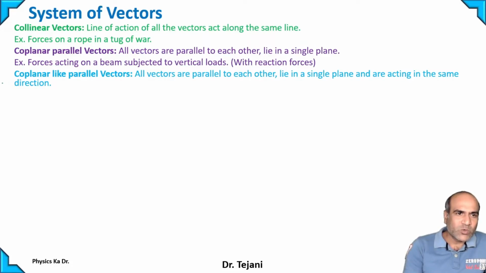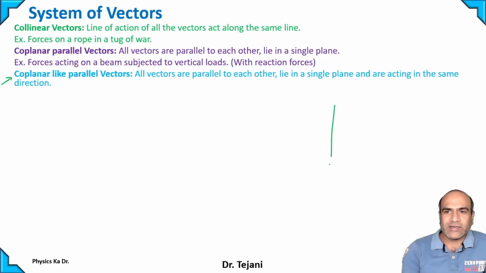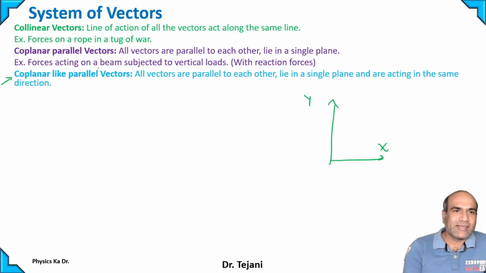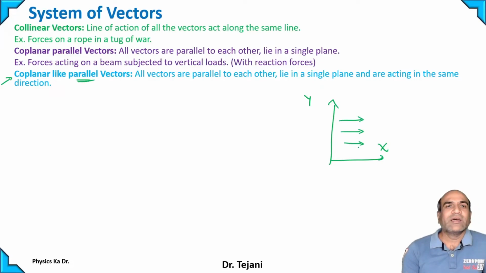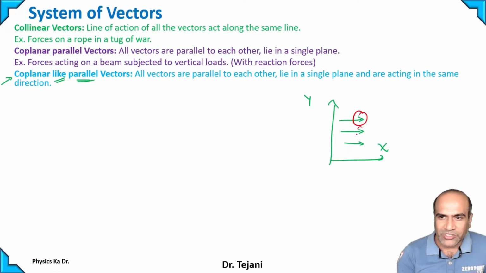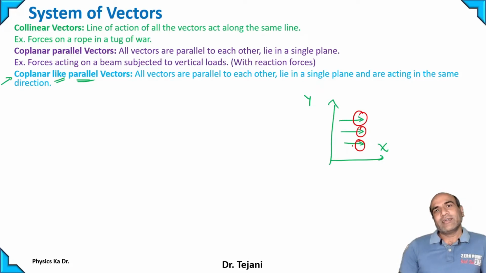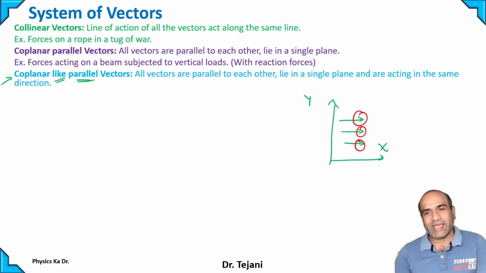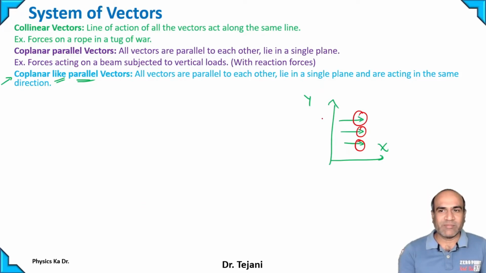The next is coplanar. The first word is coplanar. That means what? Are in a single plane, x and y. Second is parallel. So we understand, right, what angles must be equal among all of these vectors. Another word is used, like. Like means see the arrow direction. Arrow direction must be the same. Right? Magnitude can be different, but arrow direction must be the same.